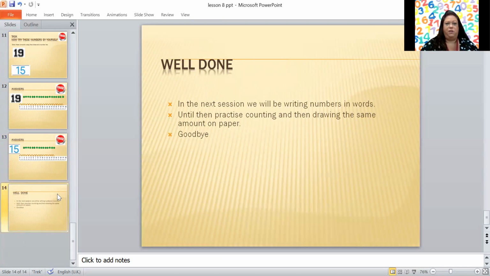In the next session, we're going to be writing numbers in words. Oh, so we're going to be doing a bit of number spelling. But until then, practice counting and then drawing the same amount on paper. And if you really want to, you can draw some more number lines for yourself and practice doing it on there as well. Well done for today.